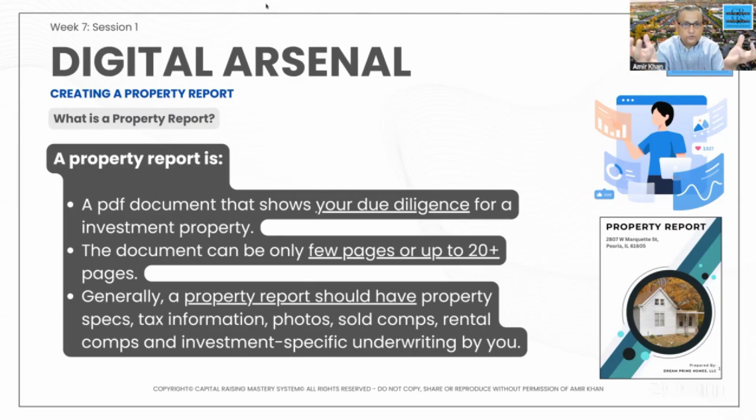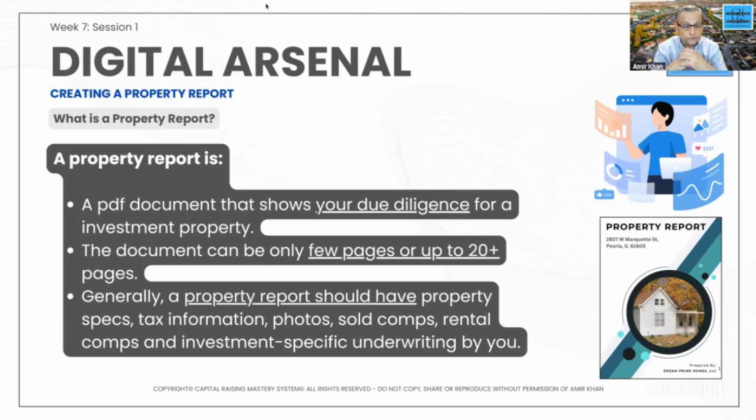So in my case, I think it has two purposes, dual purpose, right? One is you're doing your own due diligence. You want to just make sure it's a good property, right? While you're doing that, you're also preparing that document that you will then present to your investor, right? Like I said, the document could be only a few pages. If you think you can do everything in 10 pages, well, that's fine. But it could be 20 plus pages.